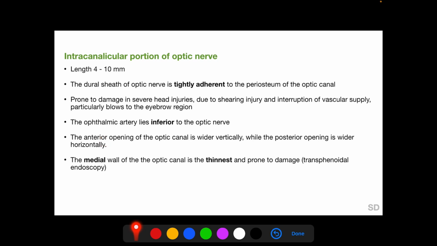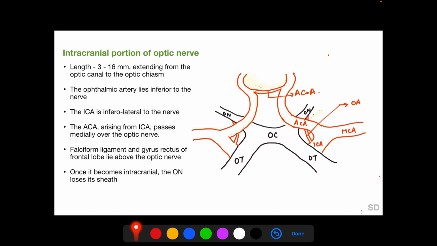The ophthalmic artery lies inferior to the optic nerve within the optic canal, and the anterior opening of the optic canal is wider vertically, while the posterior opening is wider horizontally. The medial wall of the optic canal is thin and is prone to damage, particularly during transsphenoidal endoscopy. The intracranial portion of the optic nerve extends from the optic canal to the optic chiasm and has a variable length of 3 to 16 mm depending on the location of the optic chiasm.